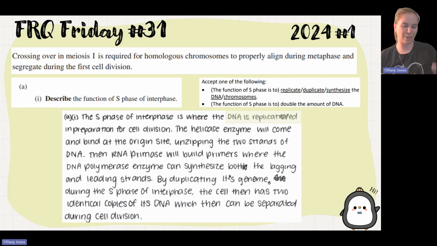So they did mention that we were going to have 2 copies, which was what was in the prompt, which was in the scoring guideline. But they have already gotten that point for saying the DNA is replicated, so they wouldn't get an additional point. But that was actually a great response, giving very thorough answers for our describe.